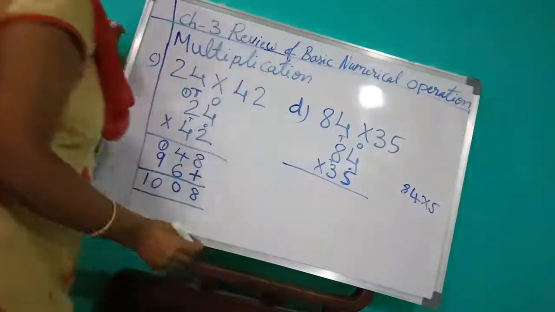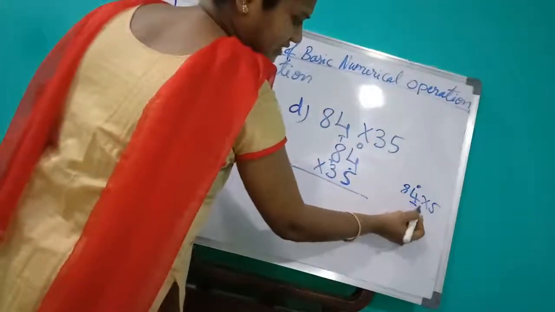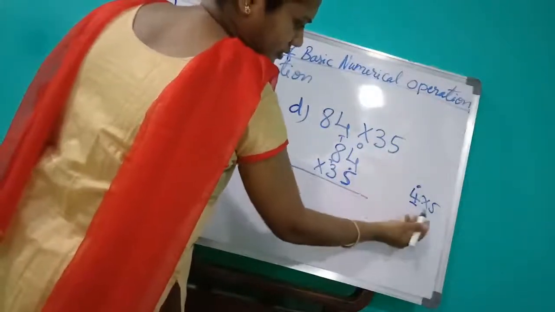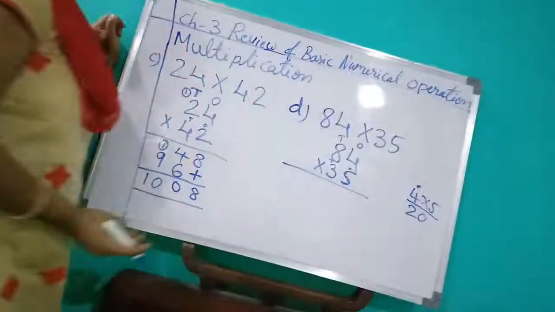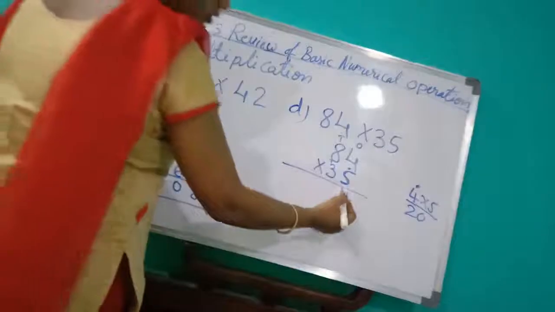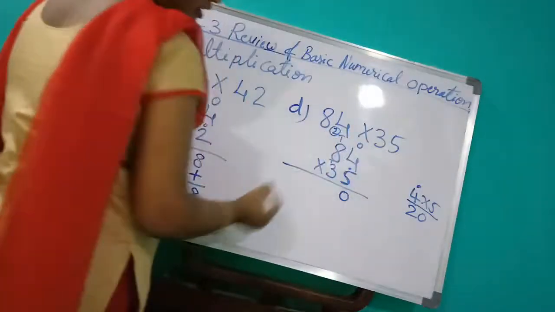First of all, what you have to do, you should do ones place. Which number is here in the ones place? 4. That's why 5 fours are 20. Should you write 20 like that only? No. You should write 0 here, and 2 carry forward.